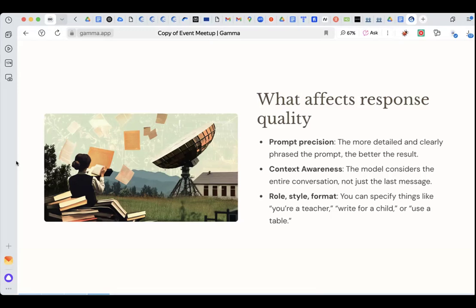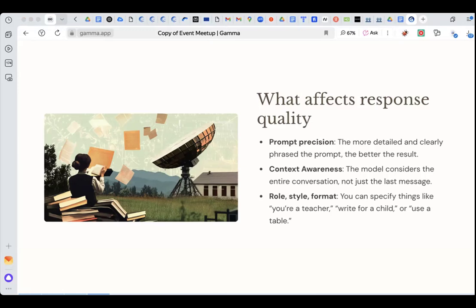The third part is role, style and format. So you can specify things like you're a teacher or you are a student. You can change the roles. You can choose formats which fit you better, and you can stylize the text or materials. You can change the tone of voice or ask the AI model to change the text and rewrite it in a different way.